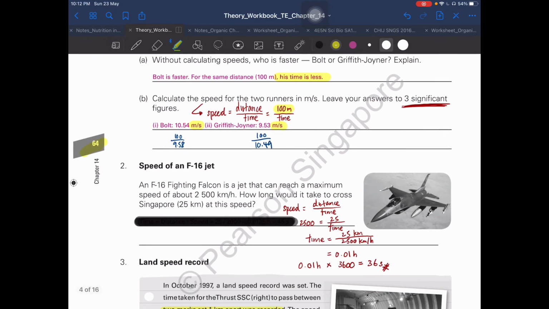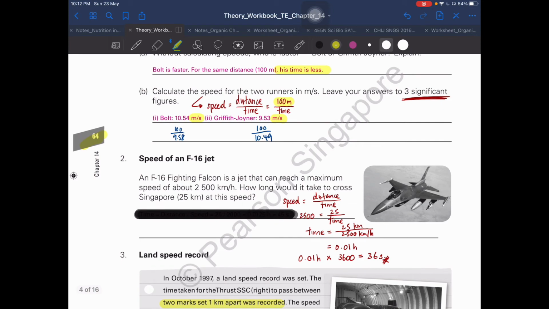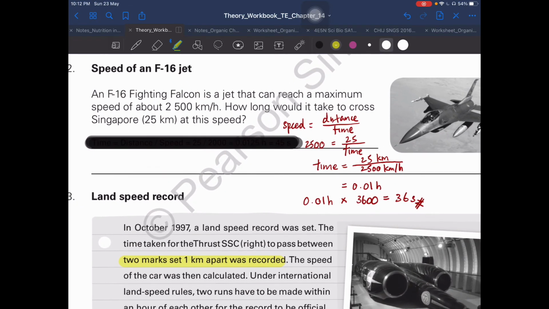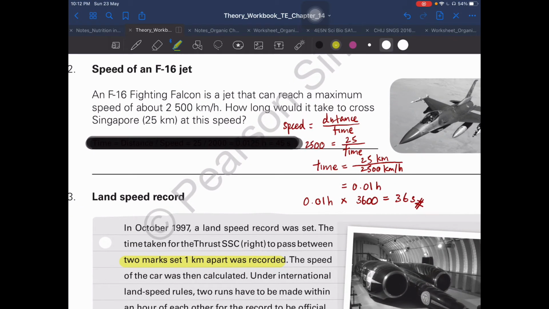Moving on to part 2, speed of an F-16 jet. In this question, they mention that the speed is about 2,500 kilometers per hour, and they are trying to find out how long it will take to cross the entire Singapore, which is 25 km in terms of its distance.